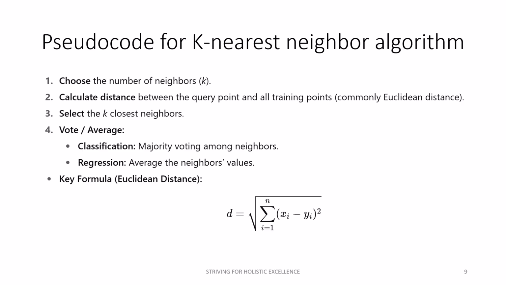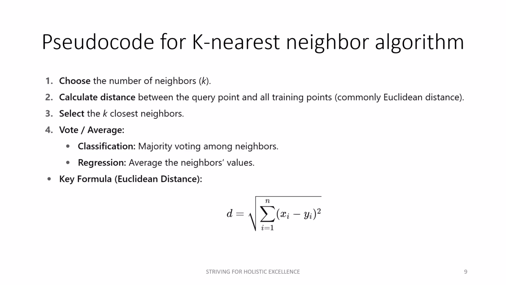Now you have to calculate the distance between the new point, that is the query point, and all the other points in the training data. You could use a distance measure like Euclidean. The Euclidean measure is usually used in KNN. And then you select the closest k neighbors to the new query point, which are the k points whose distance is the minimum from the query point. And then in the last step, you just vote or find the average.